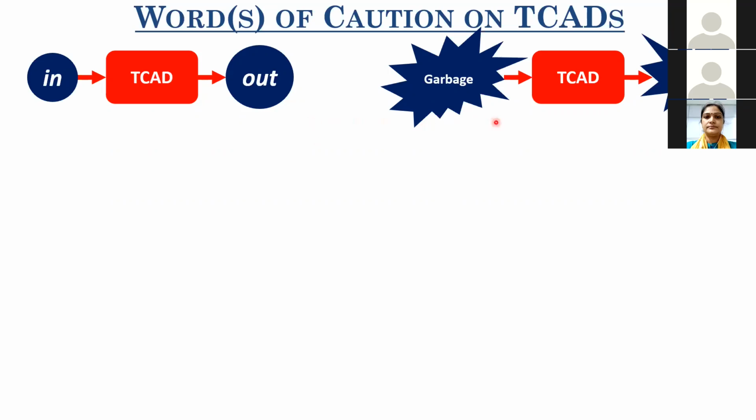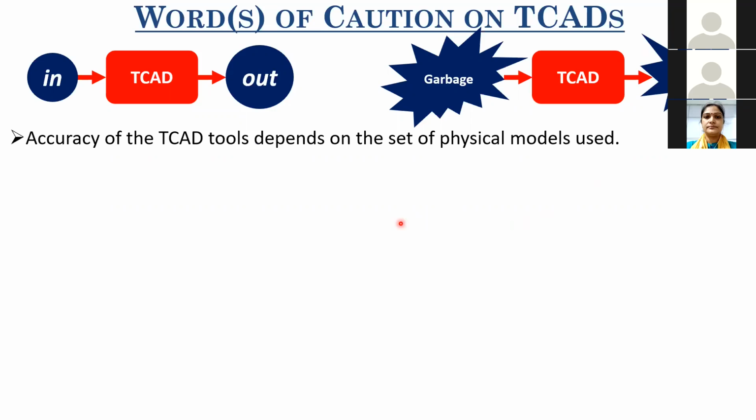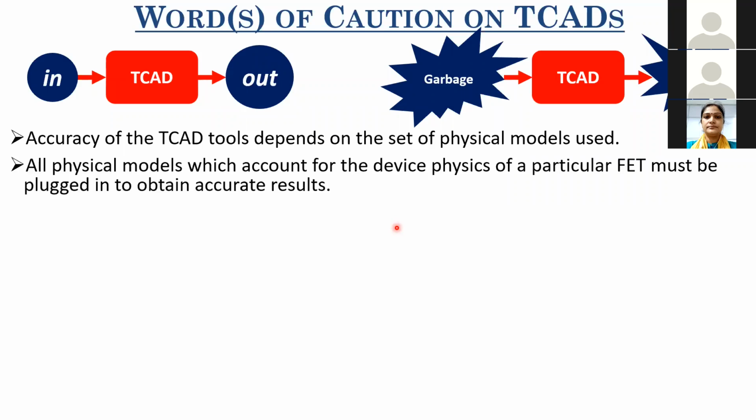And in the beginning also, I told you that if you give a garbage input, it will also generate some output, but that output will also be garbage. And how to classify whether that input is garbage or not, that is the main concern or main theme of this talk. So the accuracy of any TCAD tool depends upon the set of physical models used. I'll discuss in detail what exactly the physical models are, but physical models form the essence behind any TCAD simulation.